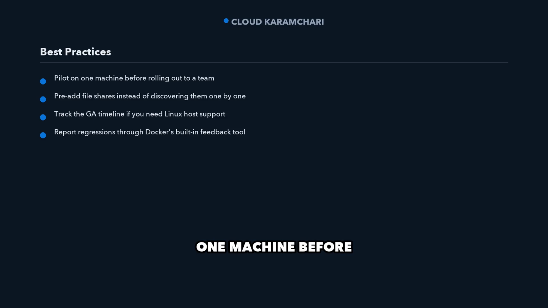Pilot this on one machine before rolling it out to a whole team. Pre-add your file shares deliberately instead of discovering each one via a failed container. And if you need Linux host support, that's targeted for general availability around the end of October 2026.